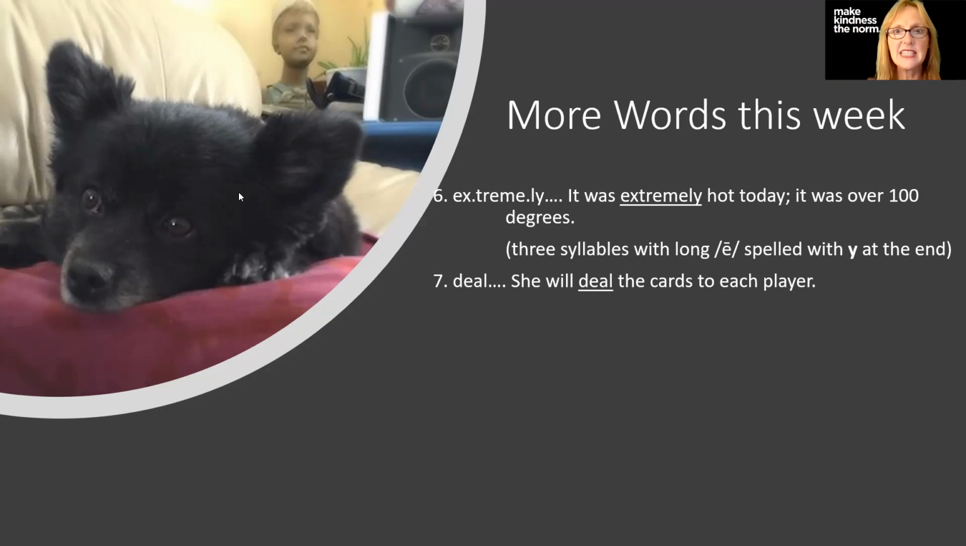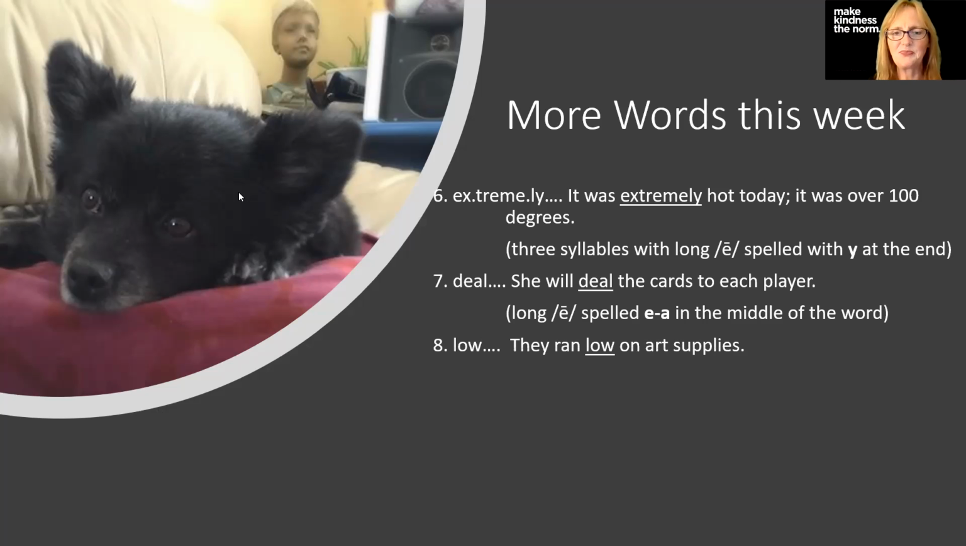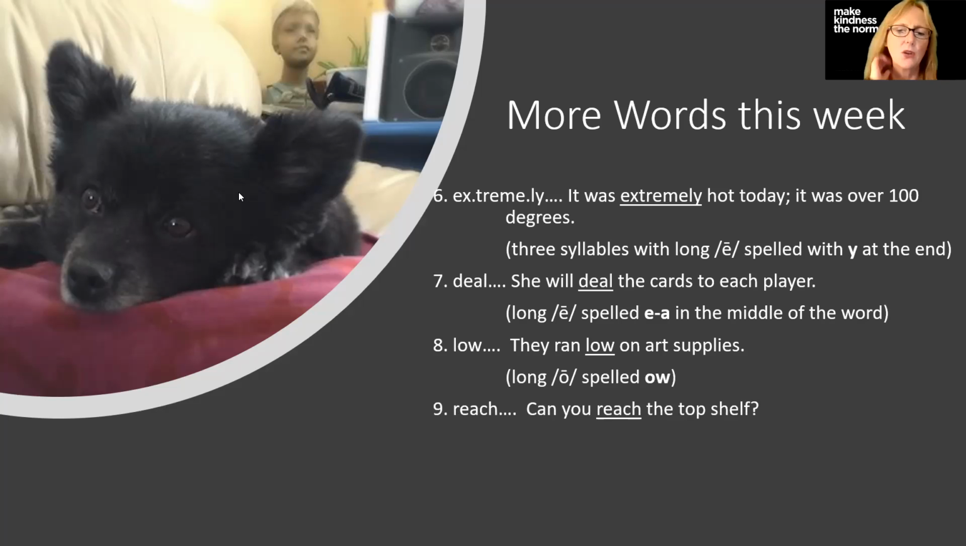Deal. She will deal the cards to each player. Long E spelled with the E-A in the middle of the word, long E, deal. Low, they ran low on art supplies. What do we spell the long O with there, do you think? Yes, long O spelled with O-W. Reach, can you reach the top shelf? Long E sound in the middle. Long E is spelled E-A in the middle of that word, reach.